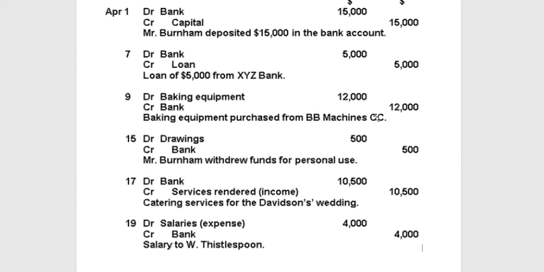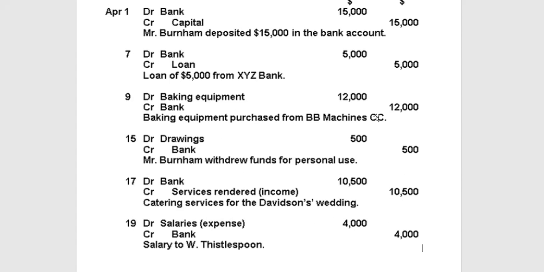The journal itself is often called a book of prime entry because it's the first place the entries into the accounts are recorded. It's also a subsidiary ledger as well. Ledger just means many pages, large book. And you might come across this term, a book of prime entry.